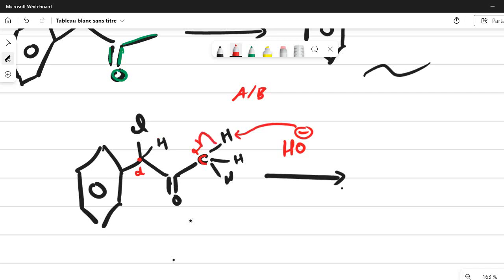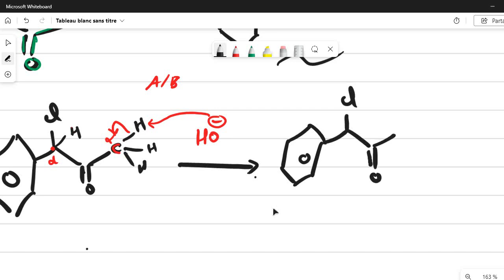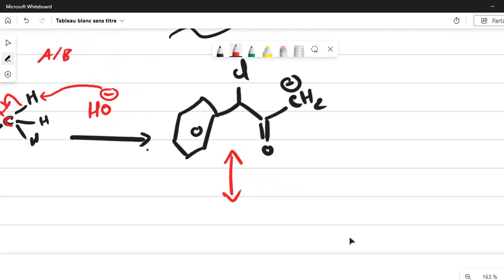So we're going to form C minus, a negative formal charge on the carbon. Let me just redraw the molecule. Okay, chlor, and then we do have C double bond O attached to CH2 with a negative charge on the carbon. So as you can see, we have formed the enolate. It is called enolate.